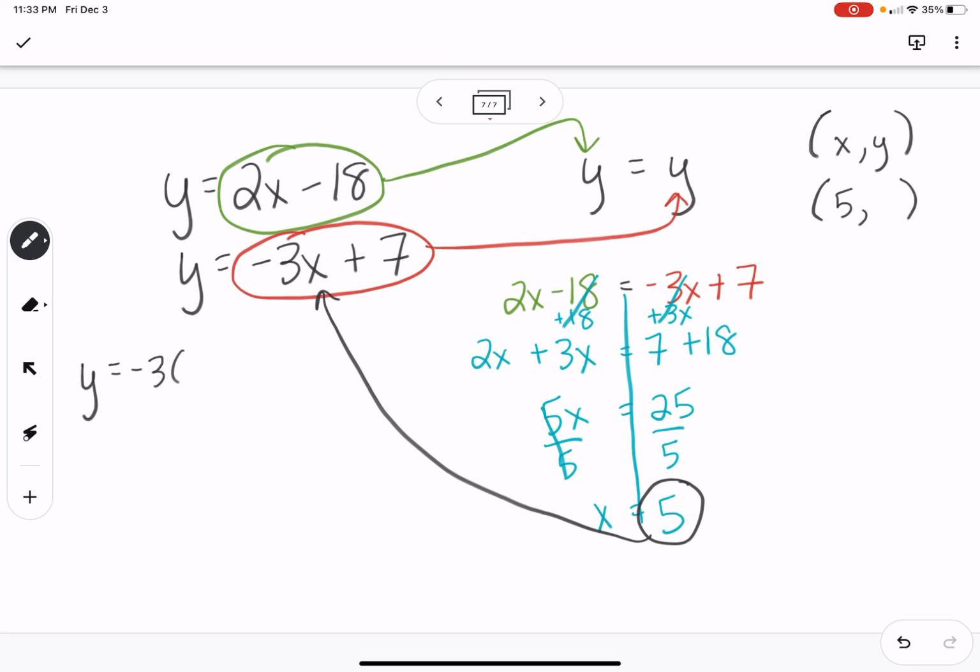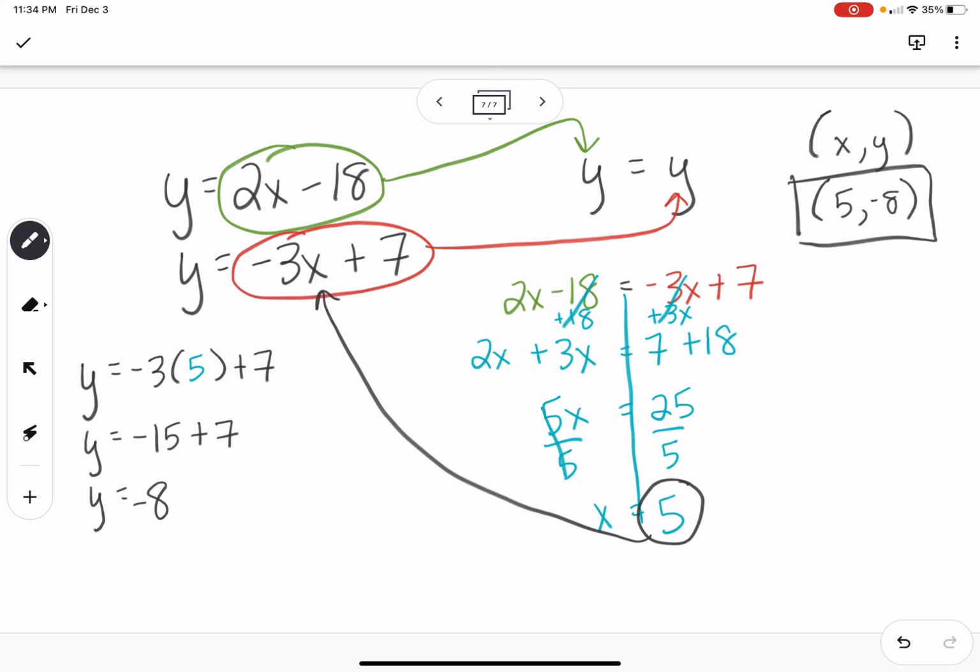y equals negative 3 times x plus 7, but I'm replacing x with 5 because we found that x was 5. Okay. All I got to do is simplify. Negative 3 times 5 is negative 15, plus 7. And negative 15 plus 7, signs are different, so we subtract. 15 minus 7 is 8. And we take the sign of the bigger number, negative. Again, the answer is not negative 8. That's just the second half of our answer. I plug that back in up here, and my answer is the point (5, negative 8).